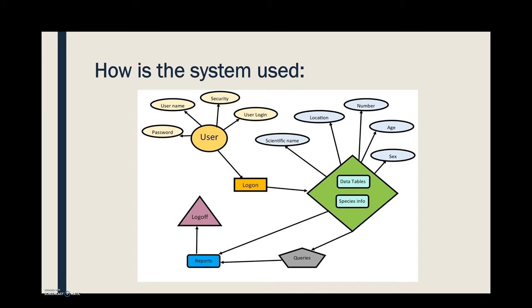How is the system used? The user must first register on the database, after which they must log on. Once logged on, the user can access information like the scientific name, location, and numbers of endangered species for Trinidad and Tobago. The user may also perform queries and reports can be generated. Once the user is finished using the database, they must log off.